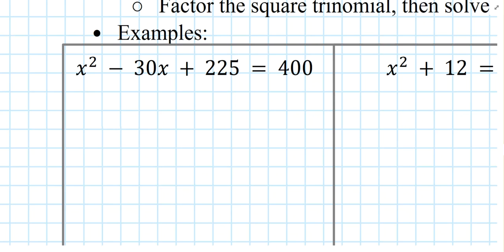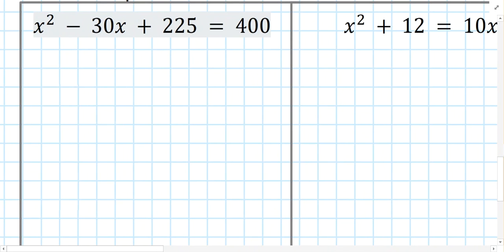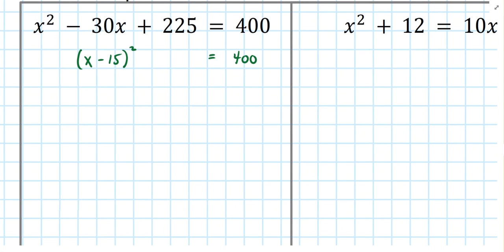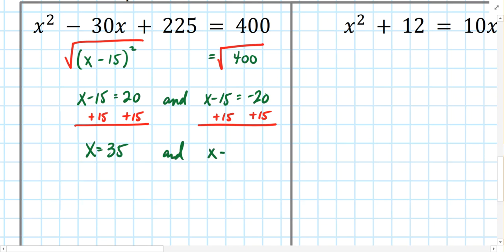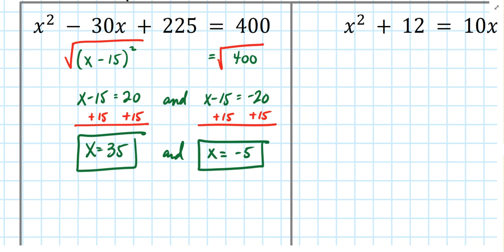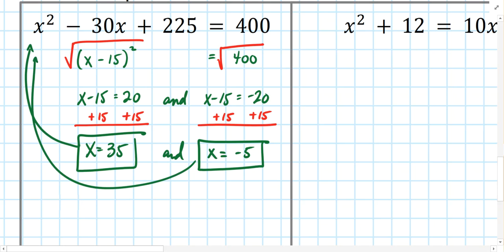Here are a few examples. In the first, we already have a perfect square trinomial on the left side of the equation, so we can factor it and solve by finding square roots. Now x minus 15 equals 20 and negative 20. Therefore, x is 35 and x is negative 5. I suggest you check these answers by substituting into the original equation to verify your solutions.